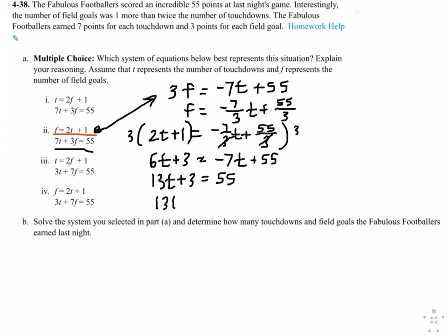Subtract 3 from both sides, and we get 13t equals 52. And then divide by 13, and we get t equals 4, right? So that means there were 4 touchdowns.